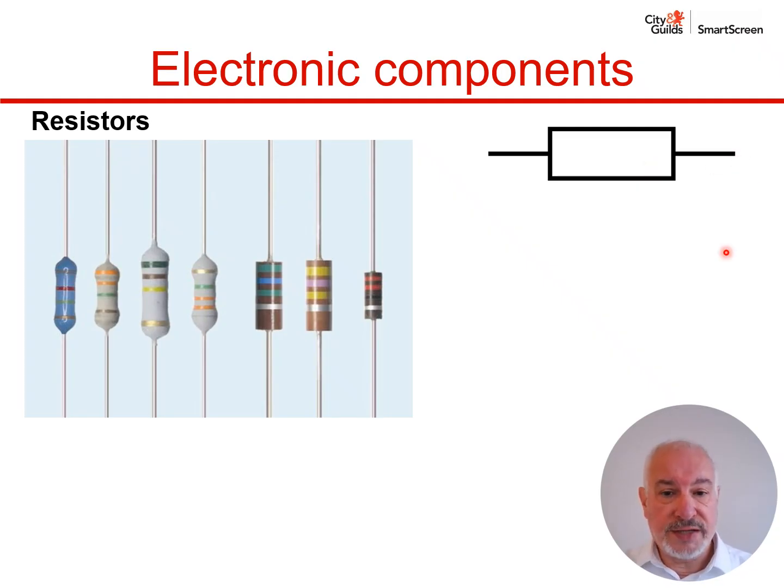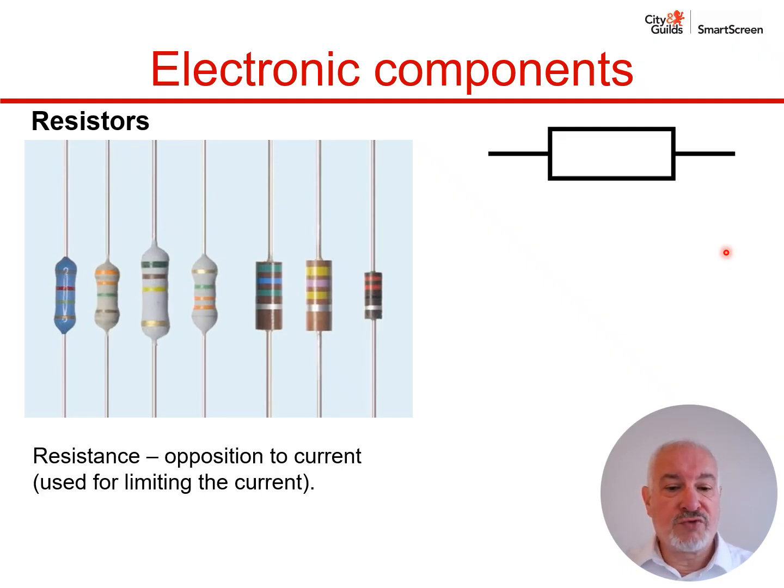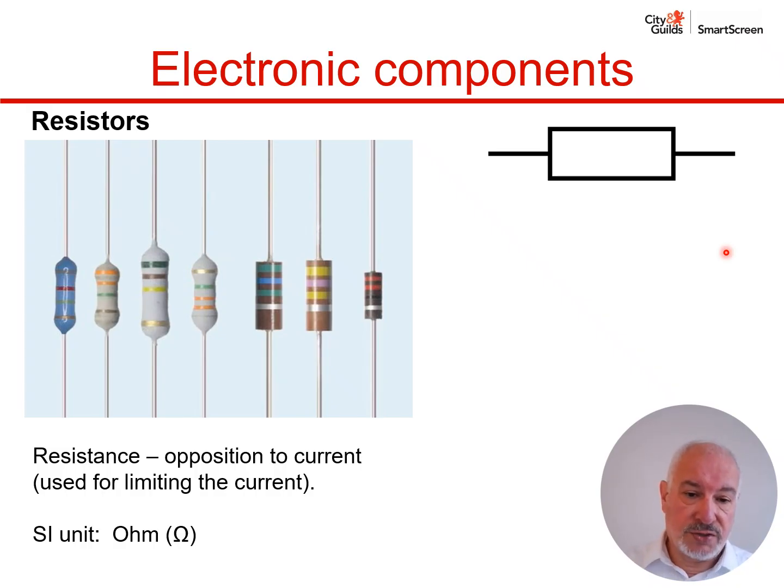And we know already that resistors are components in a circuit that oppose the flow of current. So that's what a resistor does. That's the resistance. And therefore resistance is opposition to current flow, and it's used to limit the current. So within electronic components where we have resistors, they're specifically there to limit the amount of current that will flow in that part of the circuit. And we know the SI unit of resistance is the ohm, shortened to the little omega symbol there, the Greek letter omega.